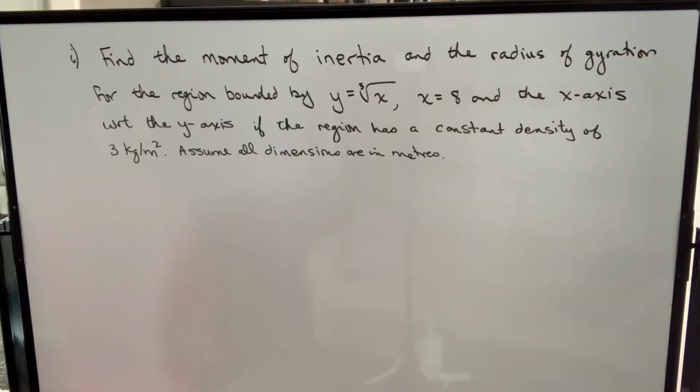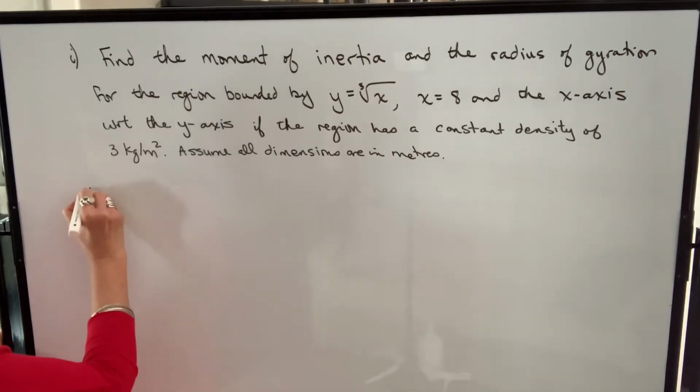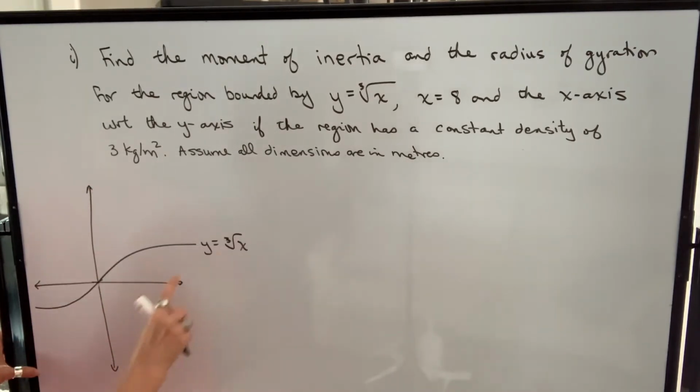Our example says find the moment of inertia and the radius of gyration for the region bounded by y equals cube root of x, x equals 8, and the x-axis with respect to the y-axis. If the region has a constant density of 3 kilograms per square meter, assume all dimensions are in meters. So our first step is to draw the area that we're dealing with. So y equals cube root of x looks like this. x equals 8 is this. And the x-axis. So this is our region.